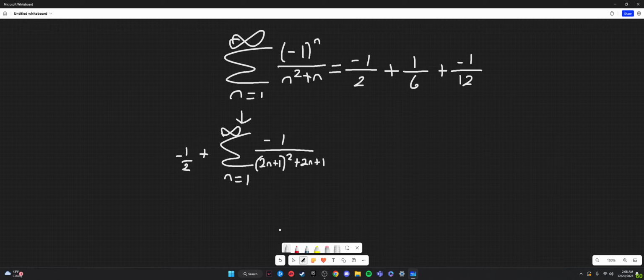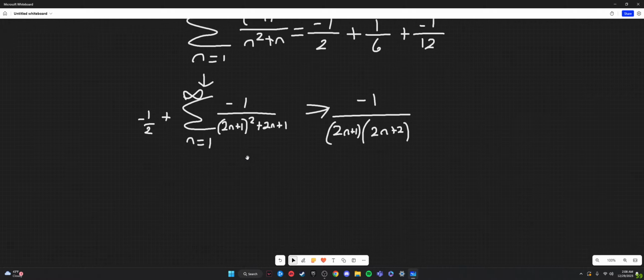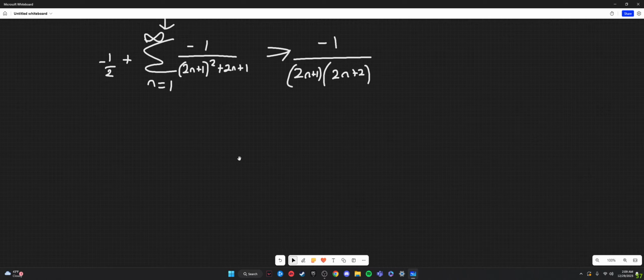Now, the main reason I want to do this is because now I can actually factor out the 2n plus 1 on the bottom. So let me do that real quick. We'll have negative 1 over 2n plus 1 times, and then this is 2n plus 1, this becomes 1, so we can combine terms. We have 2n plus 2. And from here, I can do partial fractions on this. So let me do that. Now we have this just factored out sum.